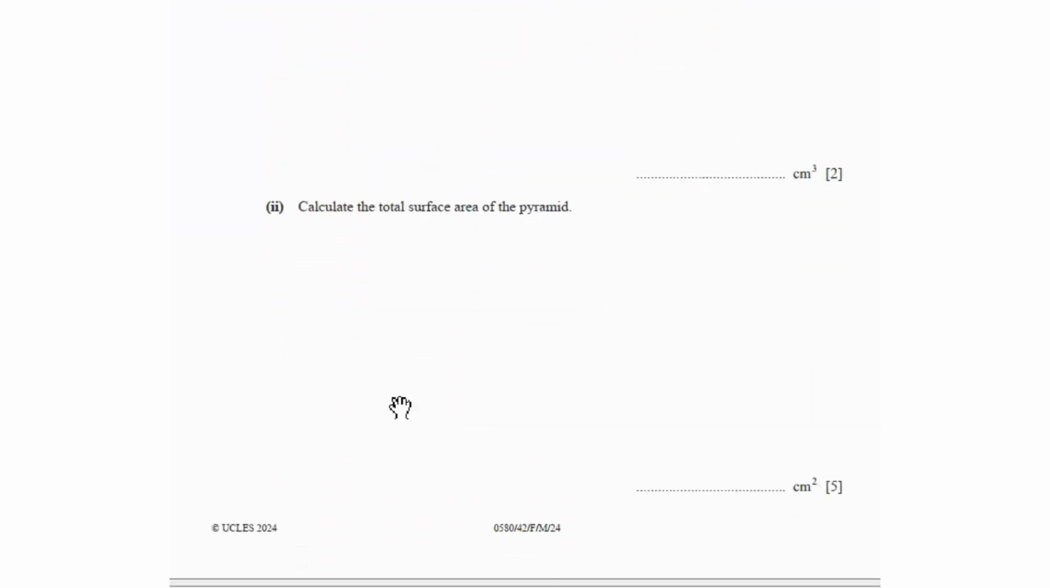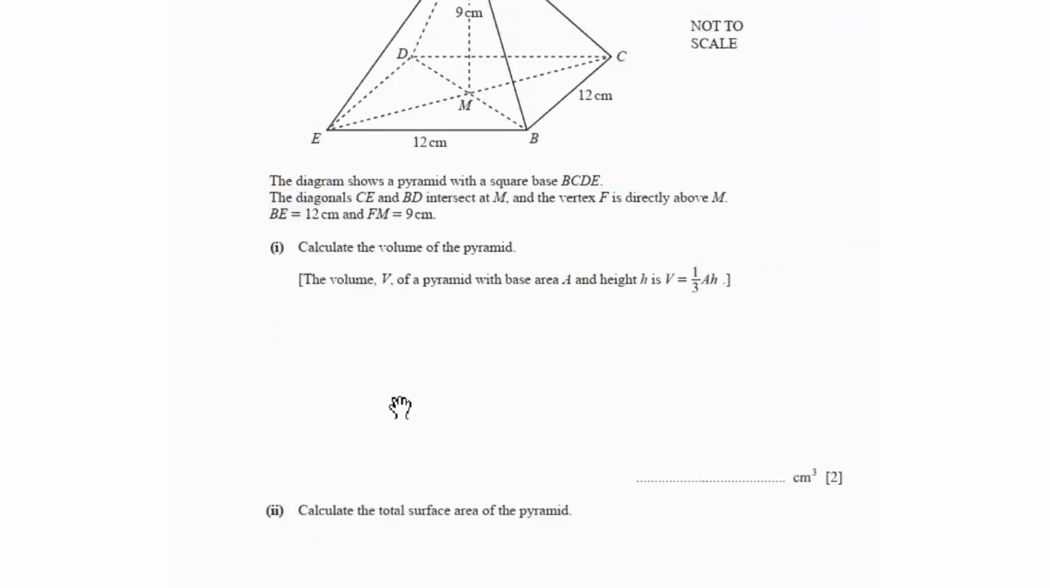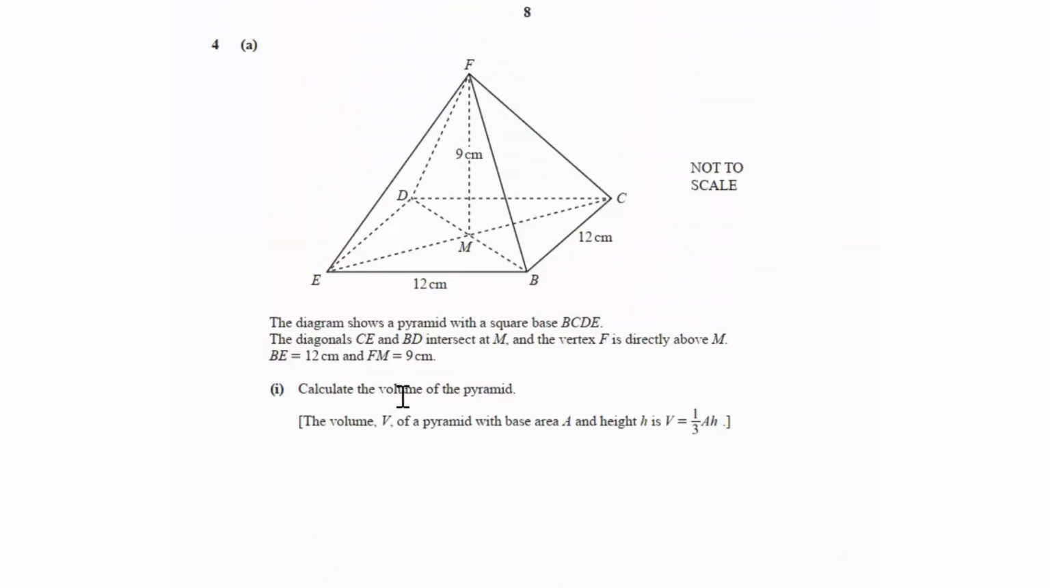Then it says calculate the total surface area of the pyramid. So for the total surface area of the pyramid, we need the area of the triangular faces and the base. So for the triangular faces, we need to find this length. This is basically the height of the triangle.